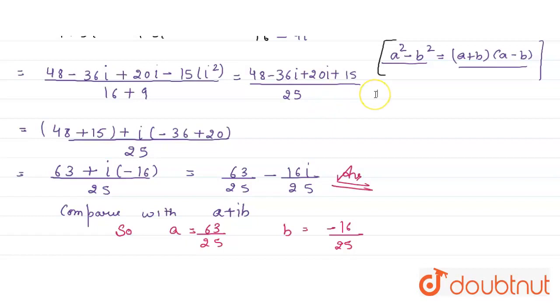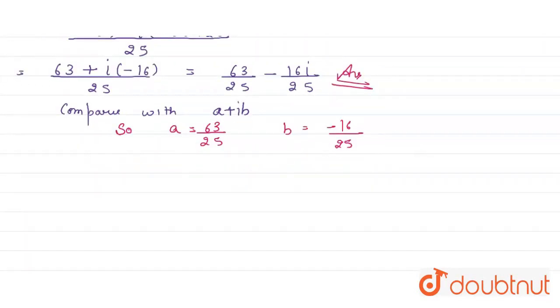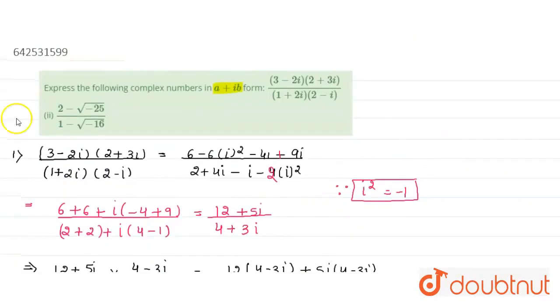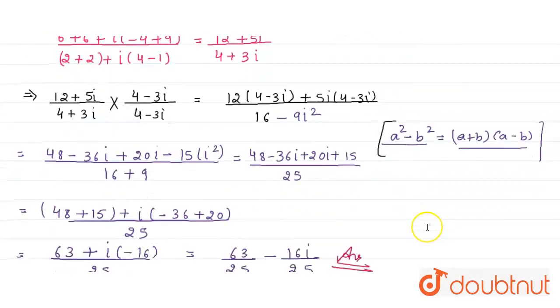Now let's see the second part. So the second part is 2 minus square root of minus 25 divided by 1 minus square root of minus 16, right? So this is our second part. Let me check it. Yes, this is our second part.